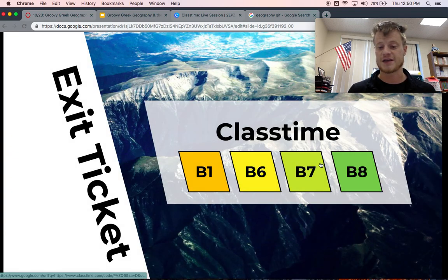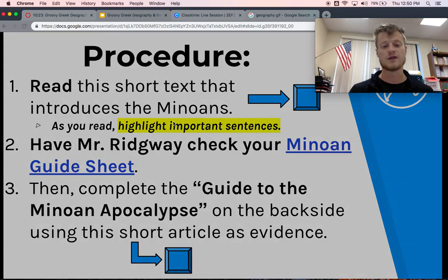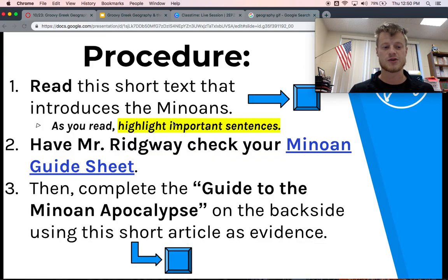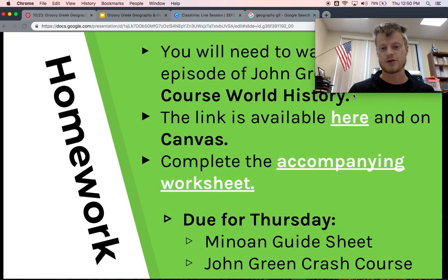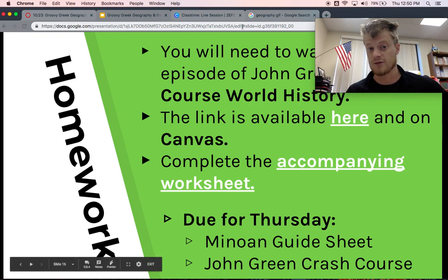Please be aware there is an exit ticket after this in class time, and then you'll go on to do stuff with the Minoans, which is also pretty interesting. There are two things of homework: the Minoan apocalypse, which you'll find right here, and also a John Green Crash Course video with a worksheet that goes along with it. So please do not forget both of those.